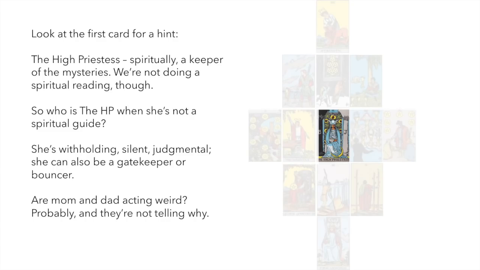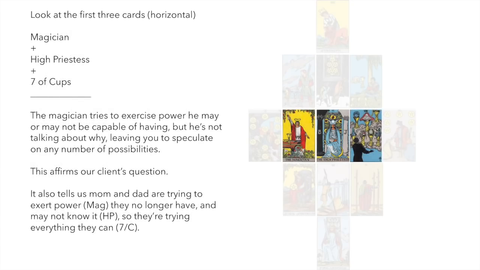So I look at this card for a hint, and I get one. Are mom and dad acting weird? Yeah, definitely, and they're not telling why. So from here on out, we just read in groups of three. So we look at the first three cards in the horizontal row, and we have the Magician, the High Priestess, and the Seven of Cups.